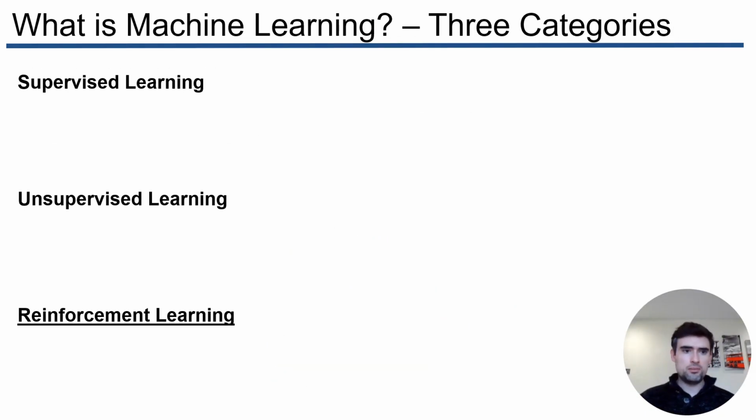Okay, so that was unsupervised learning. And now we're going to the last type of machine learning, which is reinforcement learning.